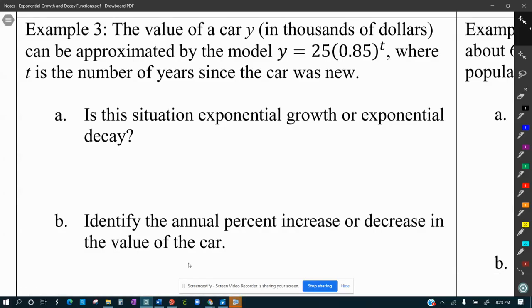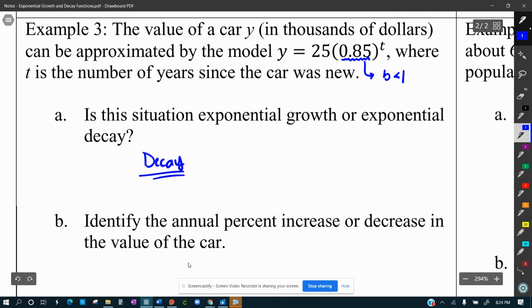Example 3. The value of a car y in thousands of dollars can be approximated by the model y equals 25 times 0.85 to the t, where t is the number of years since the car was new. So letter A says, is this situation exponential growth or decay? So we need to look at b, which is here in the middle, and we need to decide, is that greater than 1 or less than 1? And since b is smaller than 1, 0.85 is less than 1, we have an exponential decay situation going on.